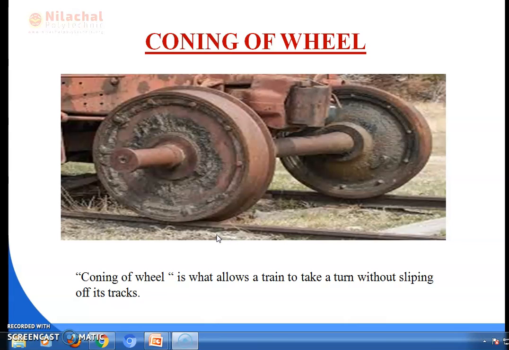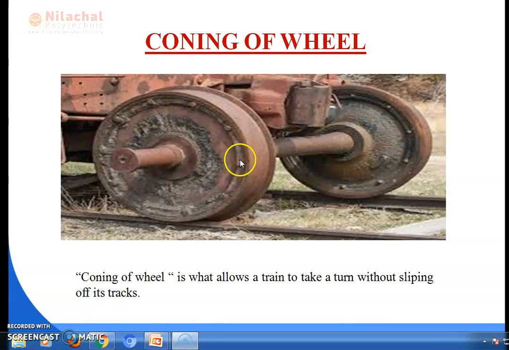So, in our previous class, we discussed the coning of the wheel and the terminology of the railway. Here is the image of the coning of the wheel. Basically, we should know what coning of the wheel is. The surface of the wheel is made in a cone shape.